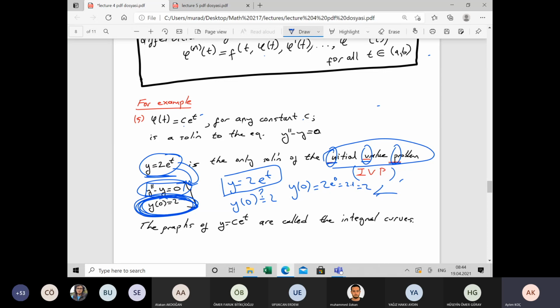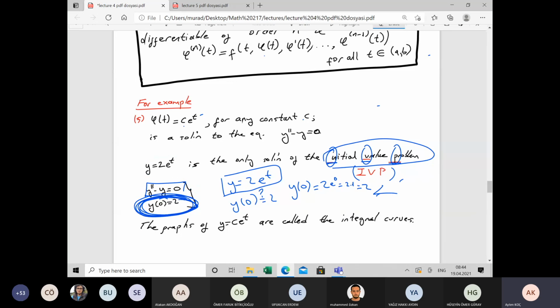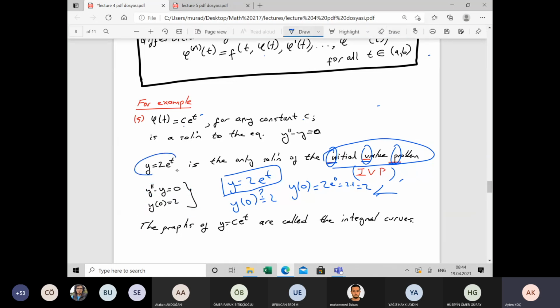Yes, it satisfies the initial condition. So yes, our claim is true. y equals 2e^t is the solution of the initial value problem, and this one is the unique solution.